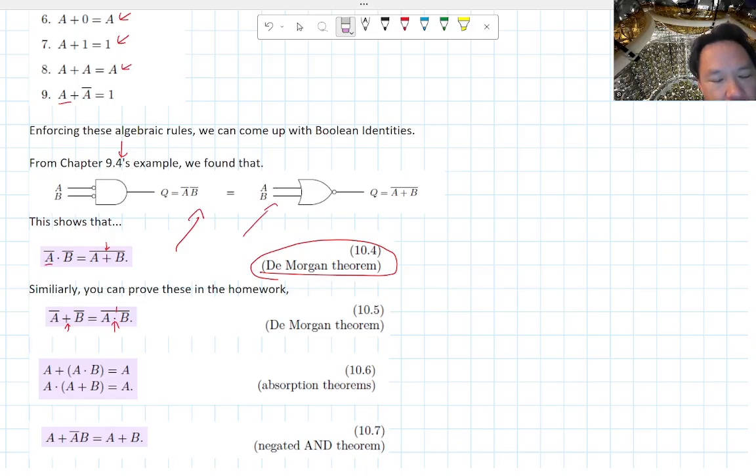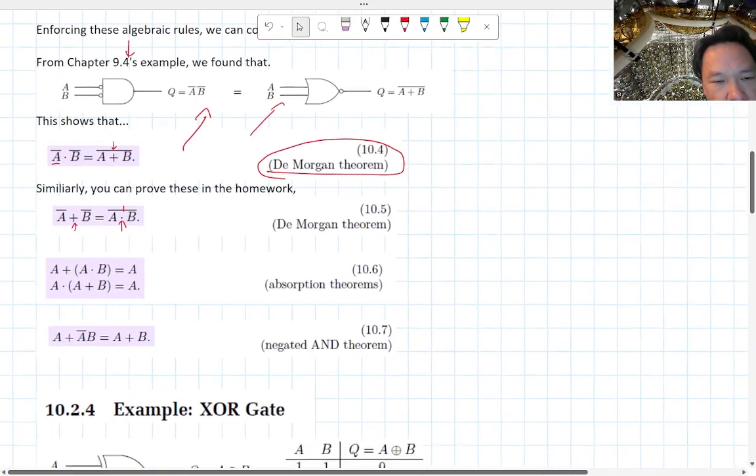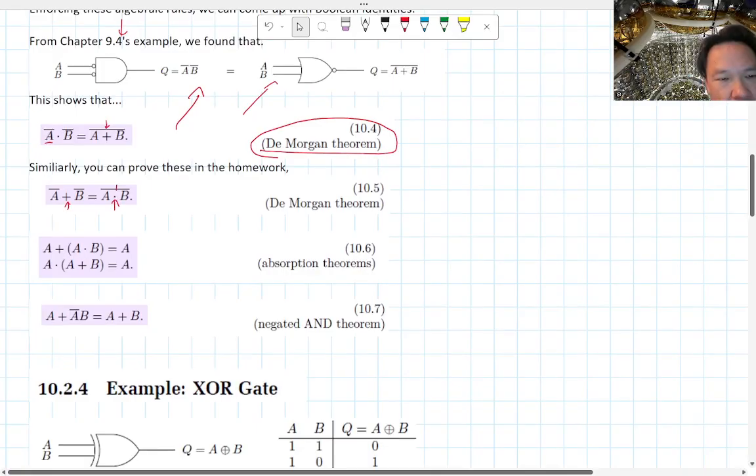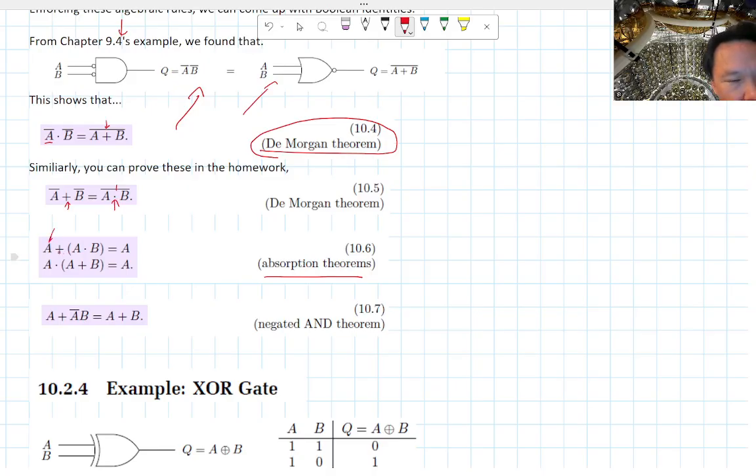There are also other theorems. This is the absorption theorem, where you start with A, but then you OR it with A and B. You don't care what B is at all, right? That still gives you A, okay? Because the A dot B gets absorbed into the OR of A.